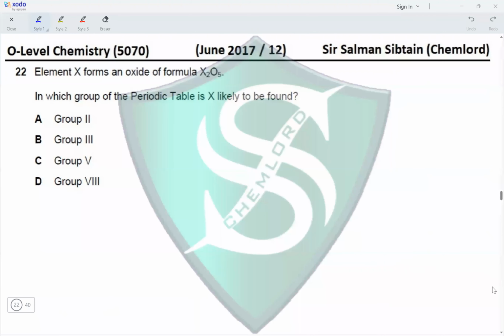Question 22. Element X forms an oxide of formula X2O5. In which group of the periodic table is X likely to be found? Okay, since X has two atoms in the compound and O has 5 atoms in the compound, this must have been found by cross multiplication.